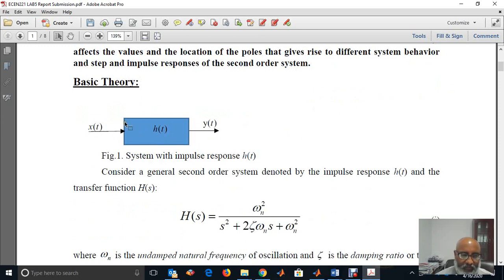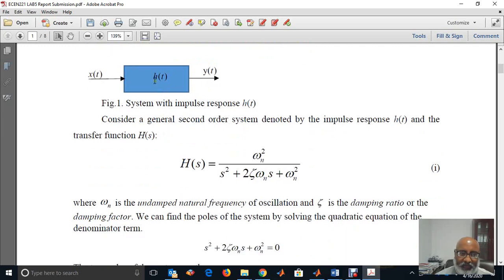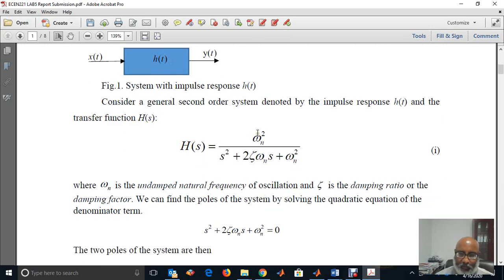Now, if I have an input x of t, as you know, I have this system, h of t the impulse response, and y of t the output. If it is a second-order system, then the transfer function: remember, in time domain, I have h of t, and in the Laplace domain, I will have H of s. And for a second-order system, H of s, which is Y of s over X of s, will be in general this form. Okay, this is one form of second-order system.